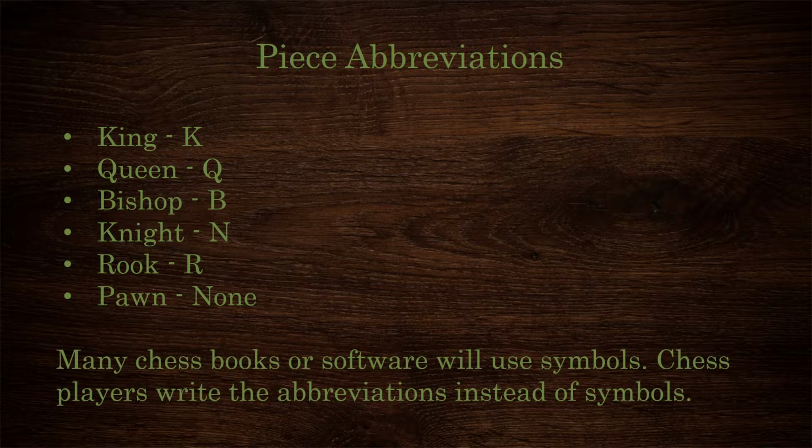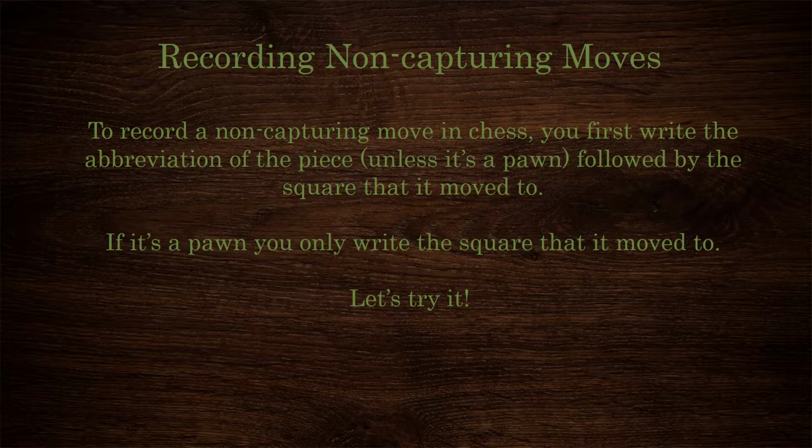Many chess books or software will use symbols, but chess players write the abbreviations instead of using symbols. Recording non-capturing moves and capturing moves are going to be recorded a little differently. When you're just moving a piece and you're not capturing anything during that move, you first write the abbreviation of the piece, unless it's a pawn, followed by the square that it moved to. We've learned how to name the squares, and we've learned the abbreviations. If it's a pawn, you only write the square that it moved to.